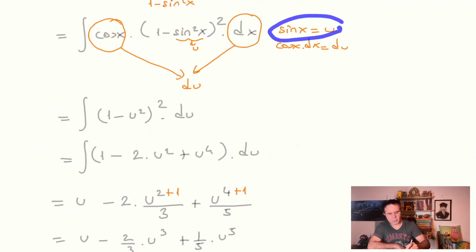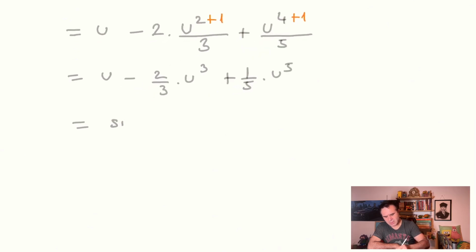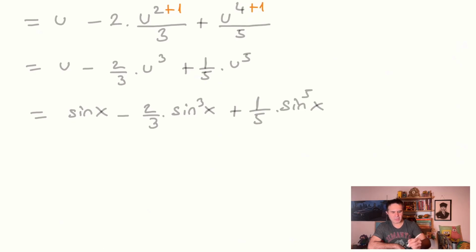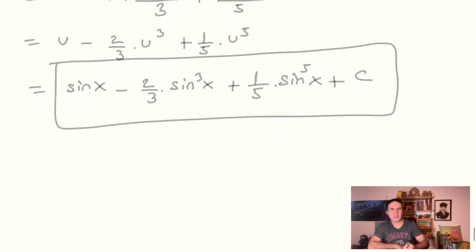Sin x is u. So here we will write sin x again instead of u. This integral becomes sin x minus 2 over 3 times sin cube x plus 1 over 5 times sin to the power of 5x. And because the integral is indefinite, we will add a constant, and the answer will be this.